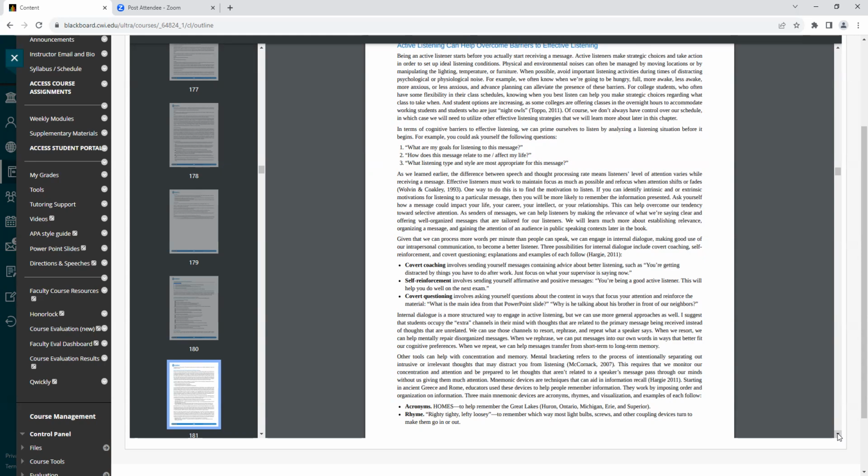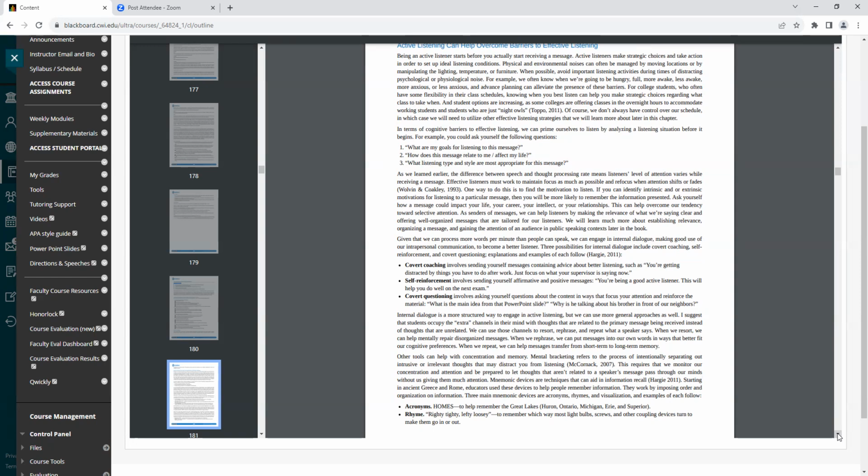Coaching involves sending yourself messages containing advice about better listening, such as, "You're getting distracted by things you have to do after work. Just focus on what your supervisor is saying now." Self-reinforcement involves sending yourself affirmative and positive messages: "You're being a good active listener. This will help you do well on the next exam." Covert questioning involves asking yourself questions about the content in ways that focus your attention and reinforce material. What is the main idea from the PowerPoint slide? Why is he talking about his brother in front of our neighbors?